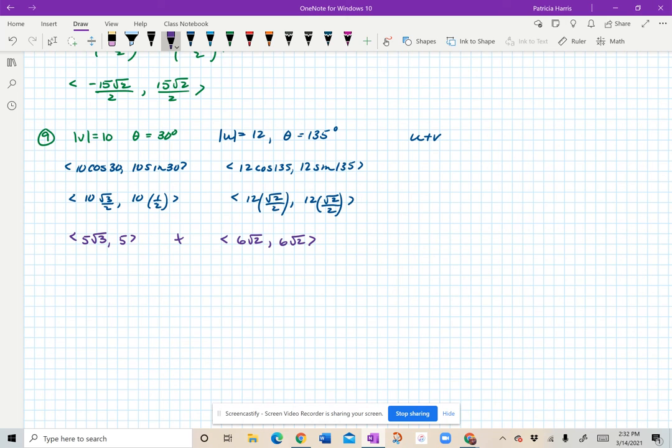Now we're going to add those. So we get the vector 5 radical 3 plus 6 radical 2, because I can't really add those. And then 5 plus 6 radical 2. Oh wait, I messed up. See? This one right here should be a negative. So, hold on. And voila. See, I messed up on the sign.